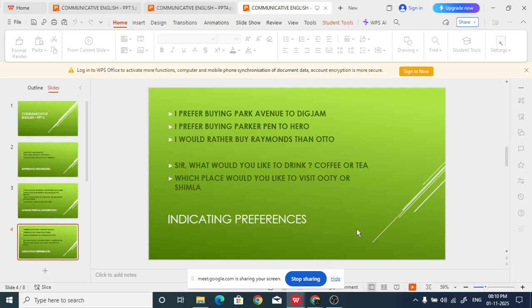Anybody else want to try? You use this word, I prefer. You get this by practice. Yes, sir. I prefer to cook kande pohe instead of bhaji. Can you come again? No, sir. I prefer to cook kande pohe rather than bhaji. Okay, right. Good. Anybody else wants to try?